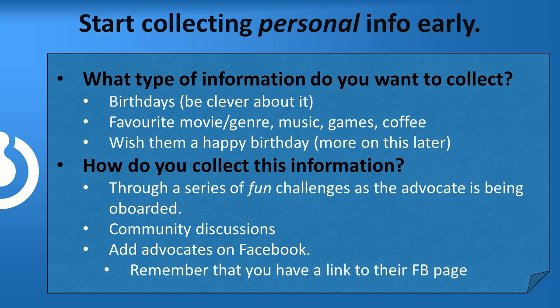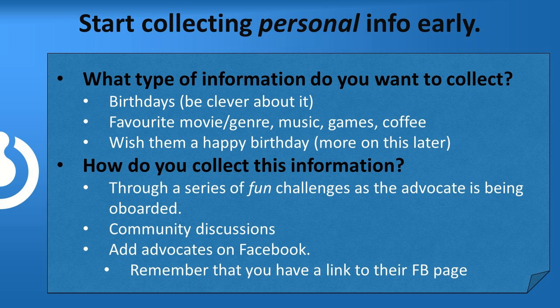But you also want to find information such as what their favorite movie is, their favorite genre of movies or music or games, what their favorite coffee is, right? And you want to gather all of this information. I don't think I should have written wish them happy birthday there, so ignore that line. But gather some personal information about your advocate's interests and, importantly, their birthday. So how can you collect this information? You can collect this through a series of fun challenges when the advocate is being onboarded, because you want this early in the advocate lifecycle so that you can use it later and then surprise the advocate because they probably forgot that they provided this information long ago.